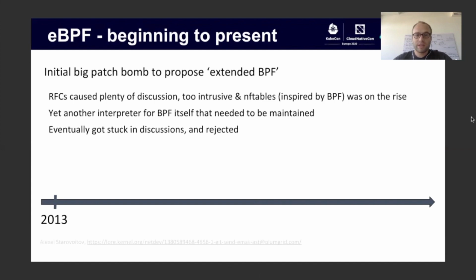So the extended BPF, that initial first patch set was presented by Alexei Starovoitov back in 2013 as a big patch bump. It caused plenty of discussions, but it was considered too intrusive. Back then, nftables was also sort of on the rise. It was inspired by the old BPF that tcpdump had, and people weren't quite happy because that patch set would add another BPF interpreter, so two would have to be maintained. It was sort of a hurdle, and it eventually got rejected.